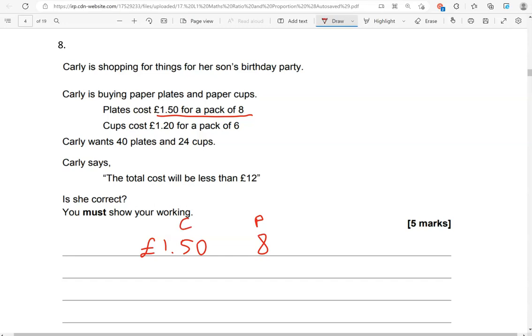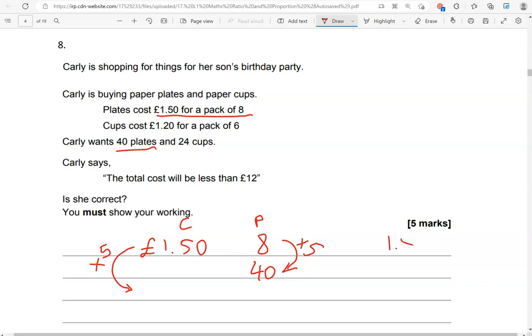That's the cost. Now, she wants 40 plates. So what do we multiply 8 by to get 40? That is 5. So 40 is 5 times larger than 8. So we need to multiply £1.50 by 5 as well, as the cost will go in proportion. The more you buy, the more you'll have to pay.